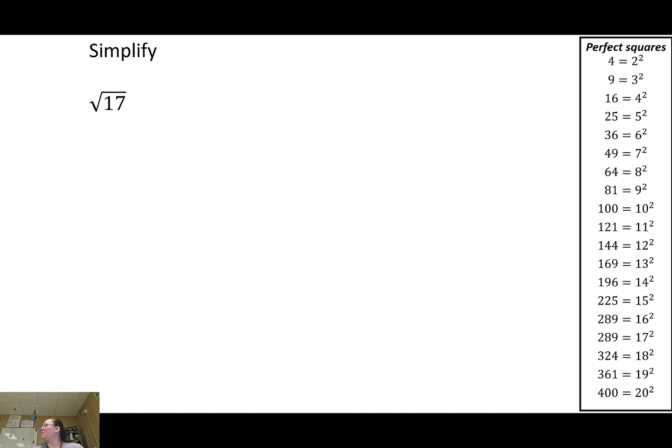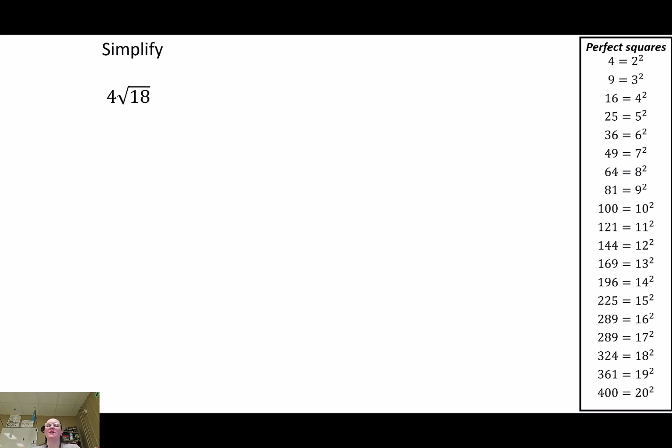17, I know this is not a perfect square. The only factors of 17 are 1 and itself. So the square root of 17 is already simplified. There's nothing else I can do. It is just going to stay the square root of 17, unless I want to put it in decimal form, which I could. But we're going to leave it as a square root.